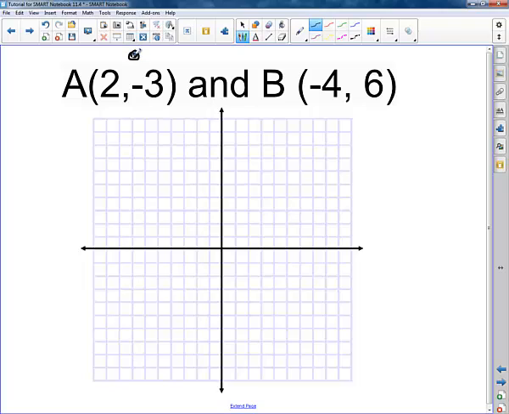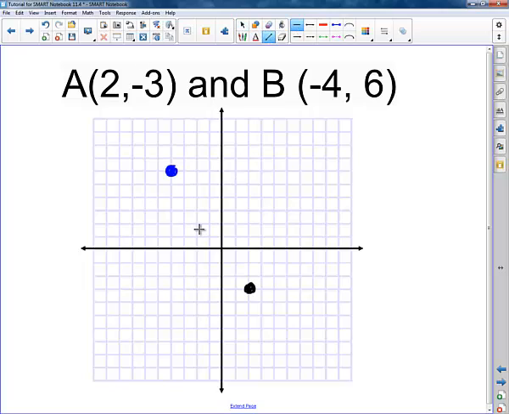A, make that the black point, B, make that the blue point. Okay. A is at 2, negative 3. So start at 0, 1, 2, you go down through 1, 2, 3. Okay, for B it's a point that's negative 4, 6. So from 0 you go negative 4, 1, 2, 3, 4. Positive 6, 1, 2, 3, 4, 5, 6. Okay, so these are our 2 coordinates.